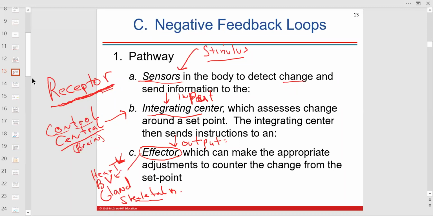Same thing with the blood vessels and blood pressure. The glands for releasing hormones. Skeletal muscle for contraction, like shivering when you're cold. So we'll learn about skeletal muscle, but in this case, it can be an effector, the organ or the gland or the muscle that's actually doing the work to make the change. We don't want that to go over or out of homeostatic range, so it has a shutoff. And the shutoff really comes from the control center. That'll shut off the output, and that's negative feedback.